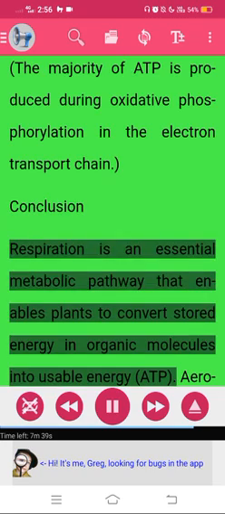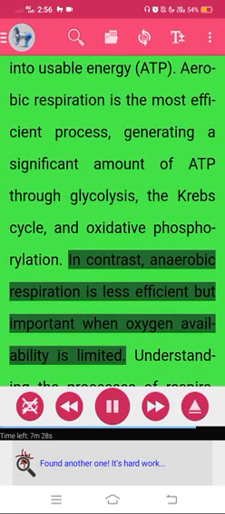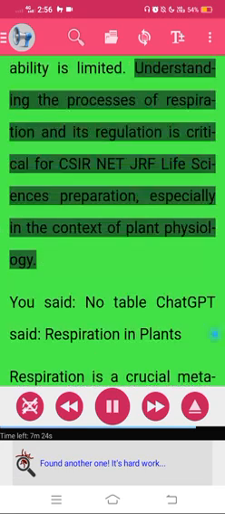Conclusion: respiration is an essential metabolic pathway that enables plants to convert stored energy in organic molecules into usable energy, ATP. Aerobic respiration is the most efficient process, generating a significant amount of ATP through glycolysis, the Krebs cycle, and oxidative phosphorylation. In contrast, anaerobic respiration is less efficient but important when oxygen availability is limited. Understanding the processes of respiration and its regulation is critical for CSIR NET JRF life sciences preparation, especially in the context of plant physiology.